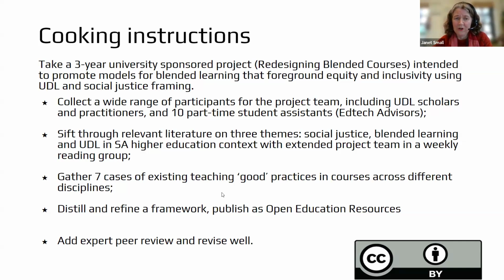So the way in which we created the framework was we spent quite a bit of time looking at relevant literature, both local and international, around the themes of social justice, blended learning, and universal design for learning. And we then also gathered case study material and put these two into a conversation about how to identify elements and key parts of designing learning that would really make an impact on equity and inclusivity. And out of this, we distilled and refined a framework which has been published as a set of open education resources under a CC BY license, which means they're free to be shared as long as there's attribution.